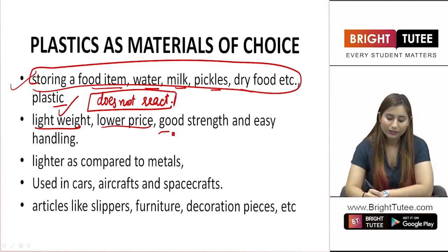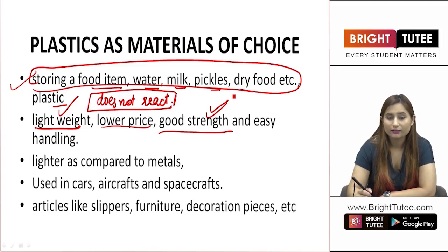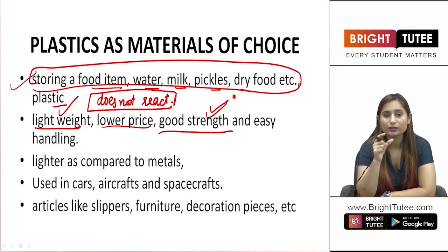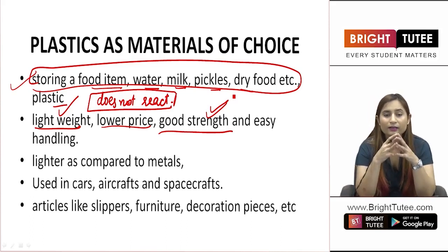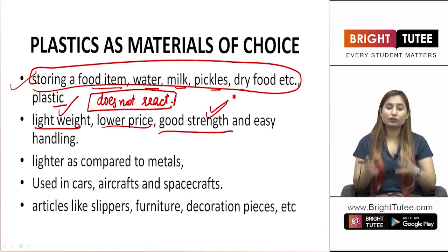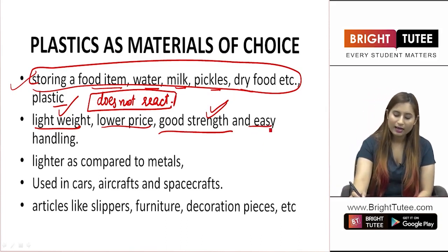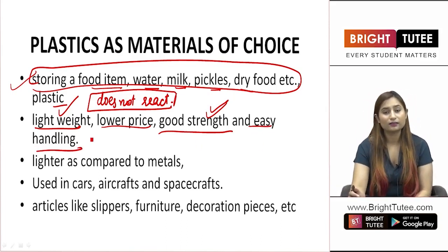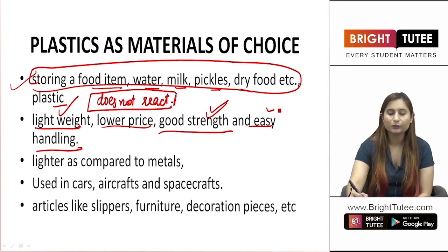Now students, they also have good strength. Plastic articles that you use have very good strength. They have this strength due to the cross-linked arrangement and good bonding present inside them. So hence we can say that they have good strength, so they can be put to many different uses because of their strength only. And they are easily handled. They can be handled easily. They are not that harmful. Some of the plastics are molded and can be bent easily, so they are not very difficult to handle.